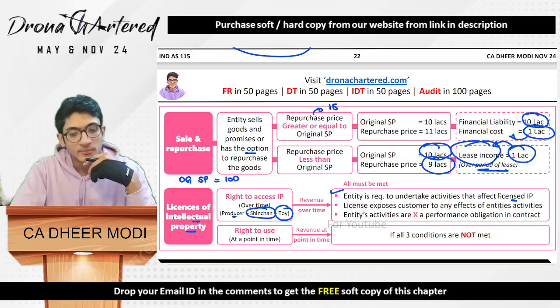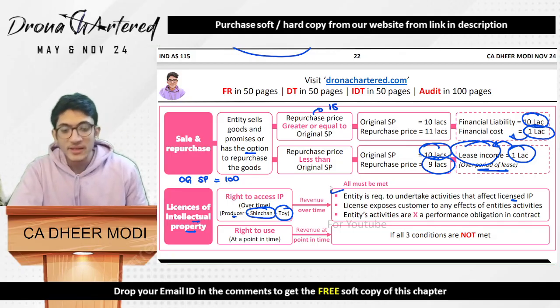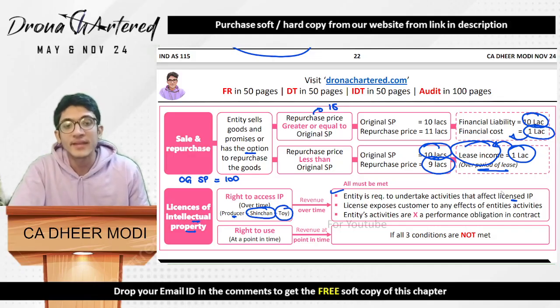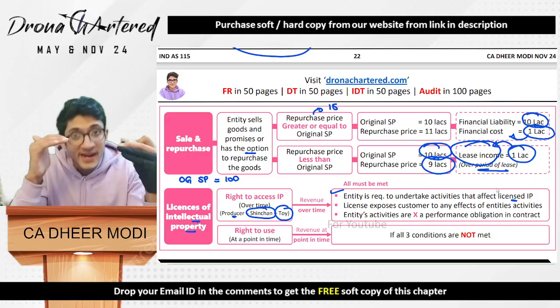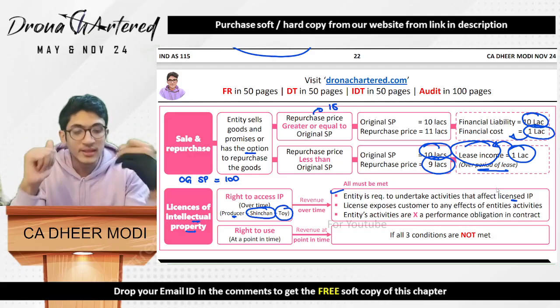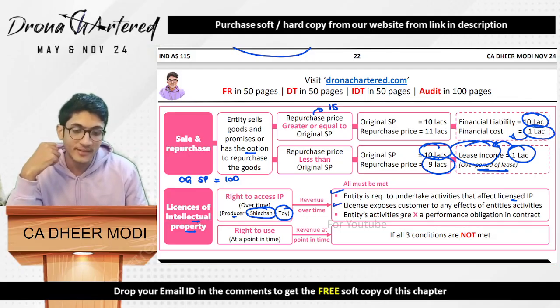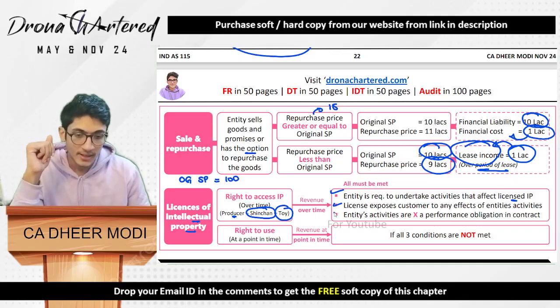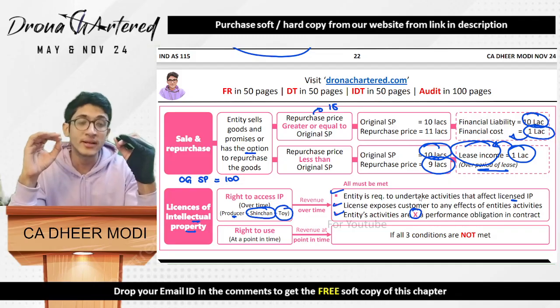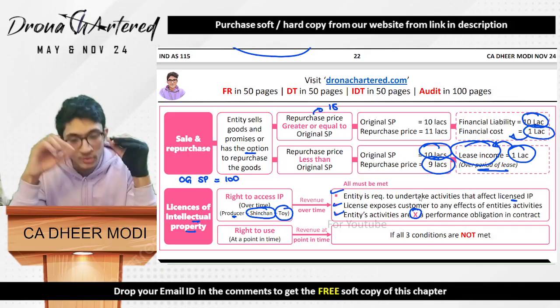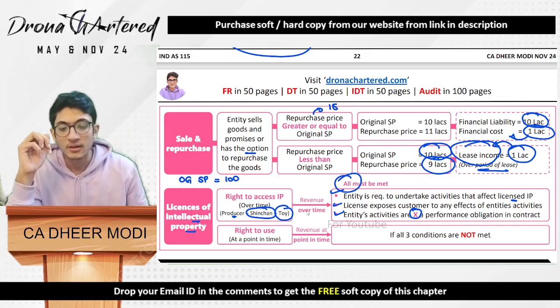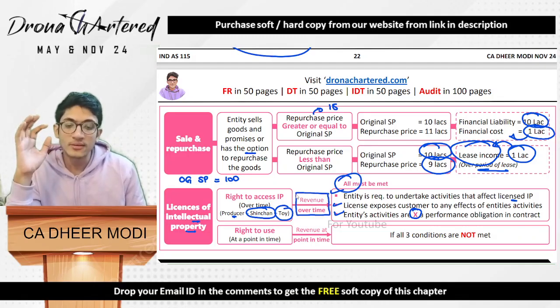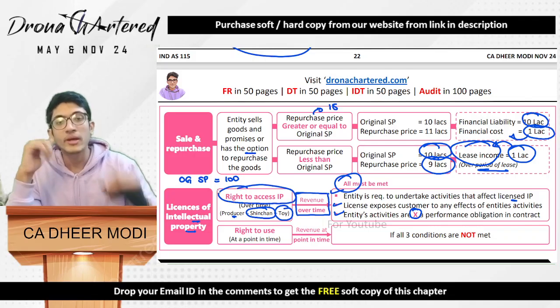So I will sell them these IP rights and I will charge them for this. If I, as an entity, am required to undertake activities that affect the licensed IP, that means what brand image I create of Shinchan will also affect his sales. So therefore I am required to undertake some activities. Next, the license exposes the customer to any effects of the entity's activities. Whatever I do, it will also affect my customer. And third, the entity's activities are not a performance obligation in the contract. It is not mentioned in the contract that, "Boss, I have to release new episodes of Shinchan" or something. These are not performance obligations. If all of these conditions are met, we can define that yes, revenue is recognized over time and there is a right to access IP.